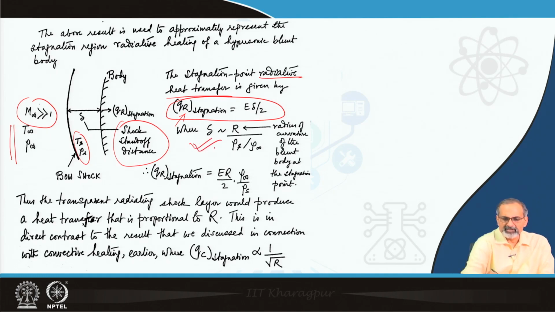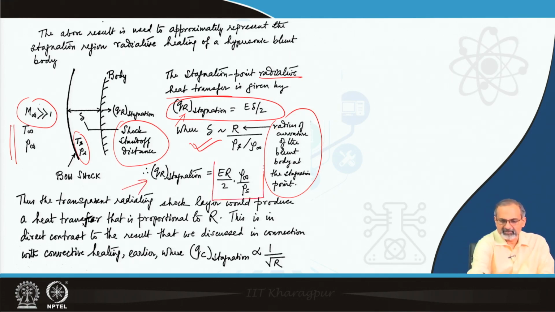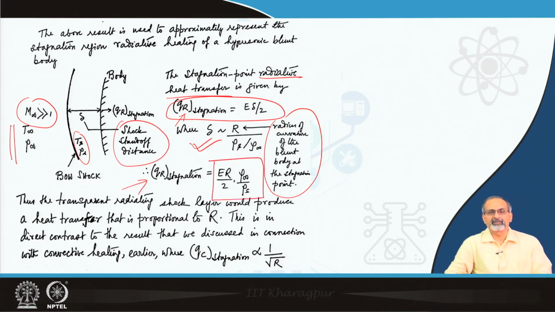Now, the shock standoff distance, we had read earlier that it is nearly equal to r by rho s by rho infinity, where r is the radius of curvature of the blunt body at the stagnation point. Rho s by rho infinity of course is the ratio of densities across the shock, and then if you plug in the expression of delta into the QR expression, then you find that QR can be approximately represented by this expression, which is a very important one.